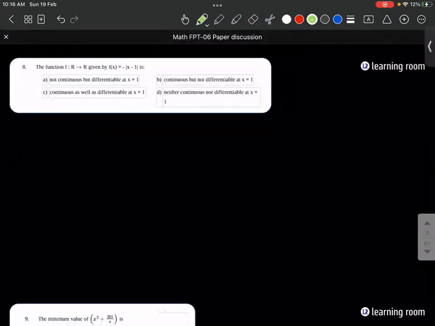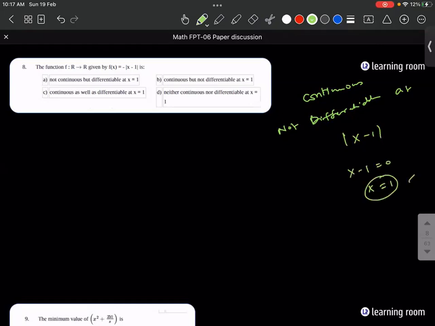So f is a function map from R to R. F of x is equal to negative of mod of x minus 1. See, remember, modulus function is always continuous. So options A and D are eliminated. It should be either B or C. Remember, modulus functions are continuous but not differentiable. They are not differentiable at the point where you equate the function inside the modulus to 0. For example, here the function is mod of x minus 1. If you equate x minus 1 to 0, x is equal to 1. So it is not differentiable at x is equal to 1. So answer would be continuous but not differentiable. Okay.